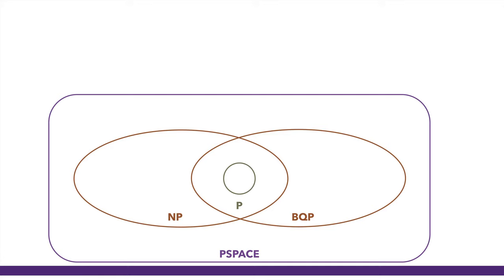This is the relationship between these classes. In the middle, the smallest one, is P, problems that are solvable in polynomial time. We know it's included both in NP and BQP, and both of them are included in PSPACE. We do not yet quite know what the relationship is between BQP and NP.